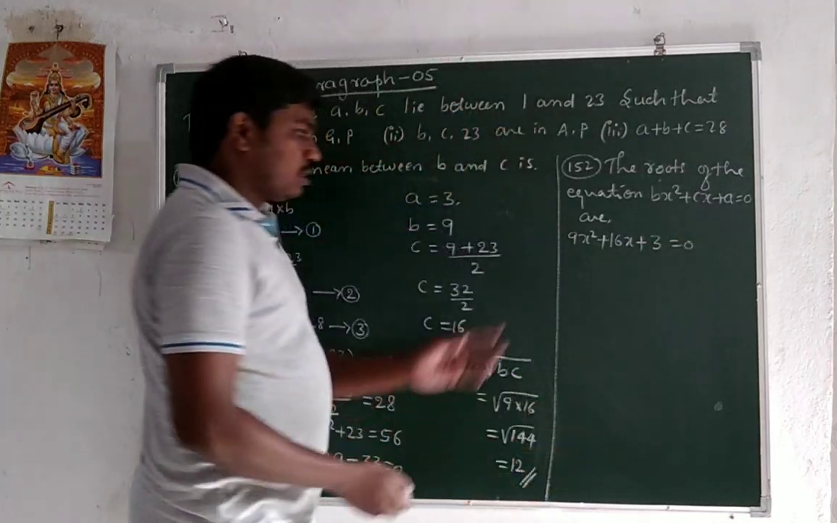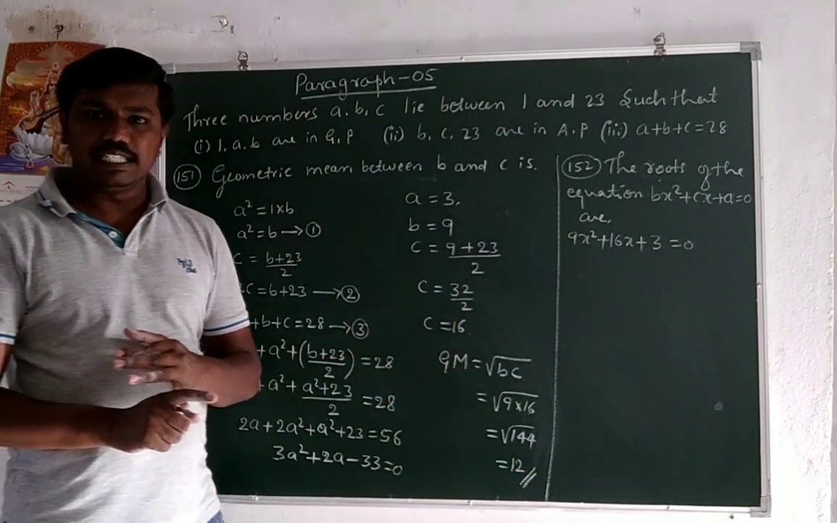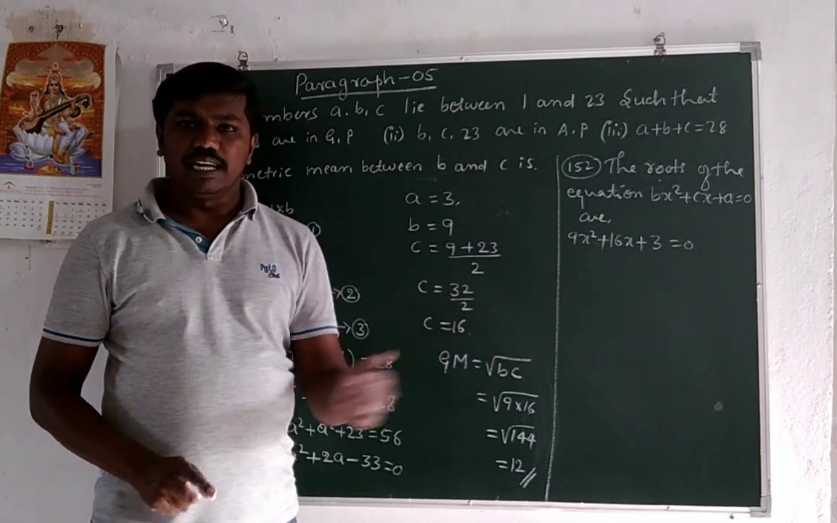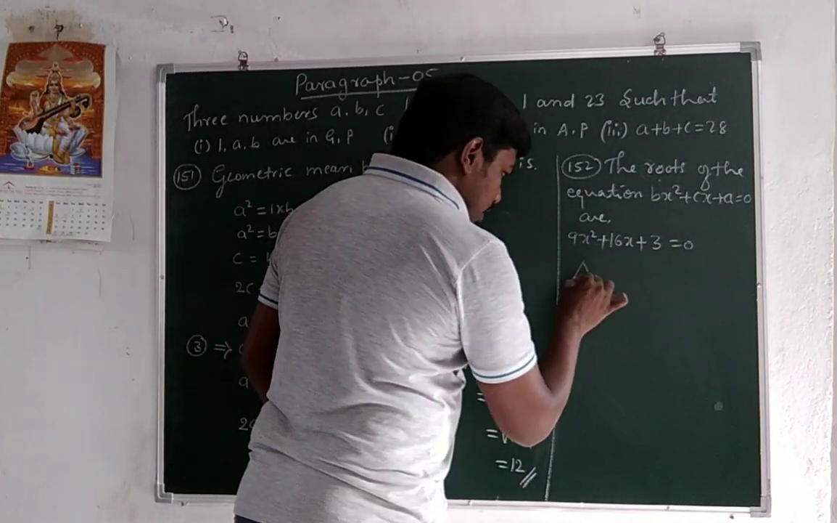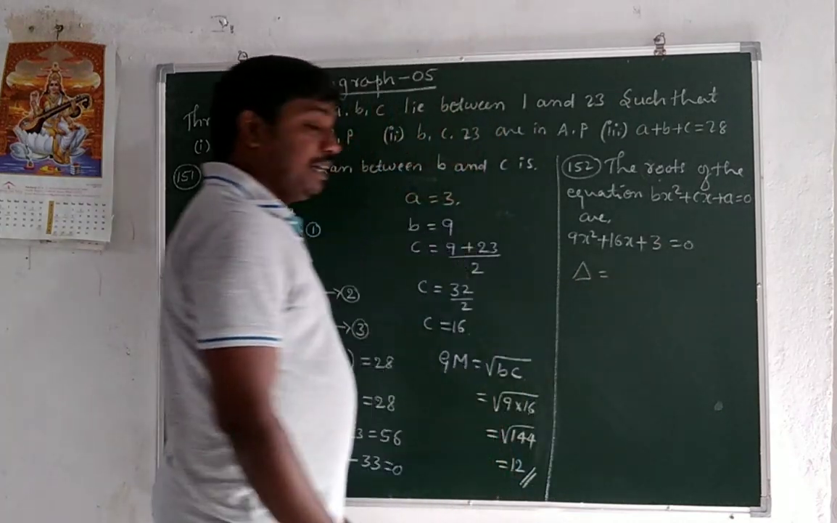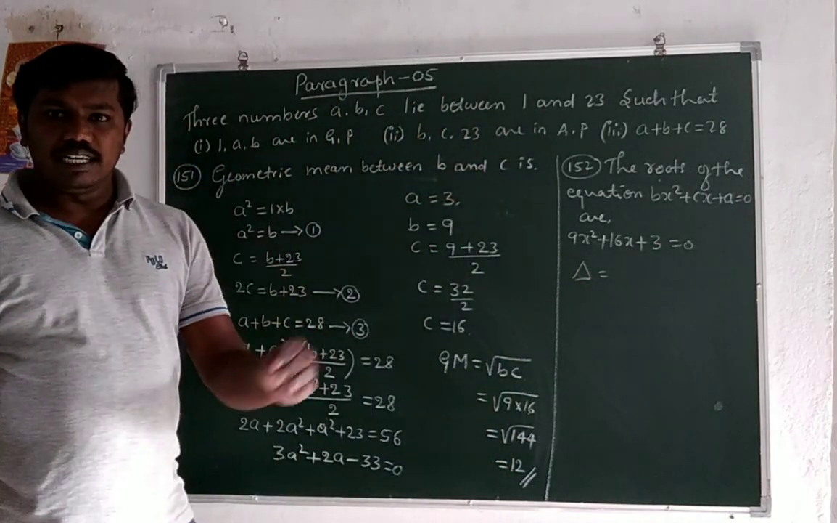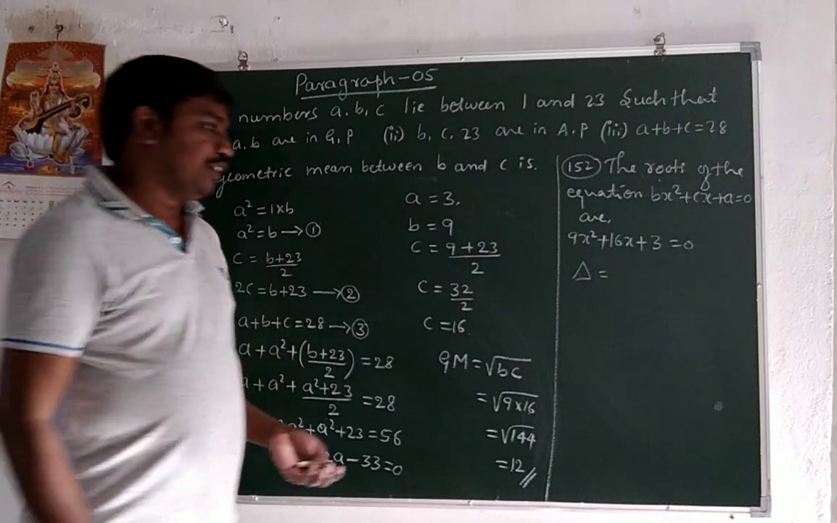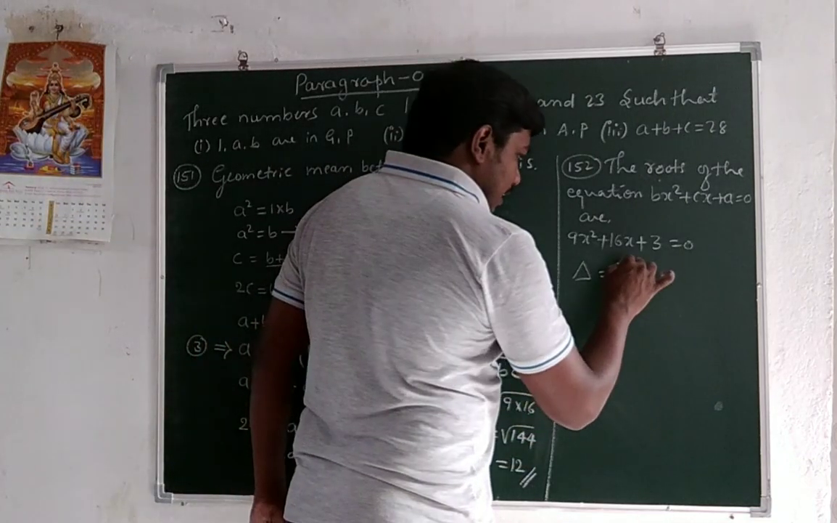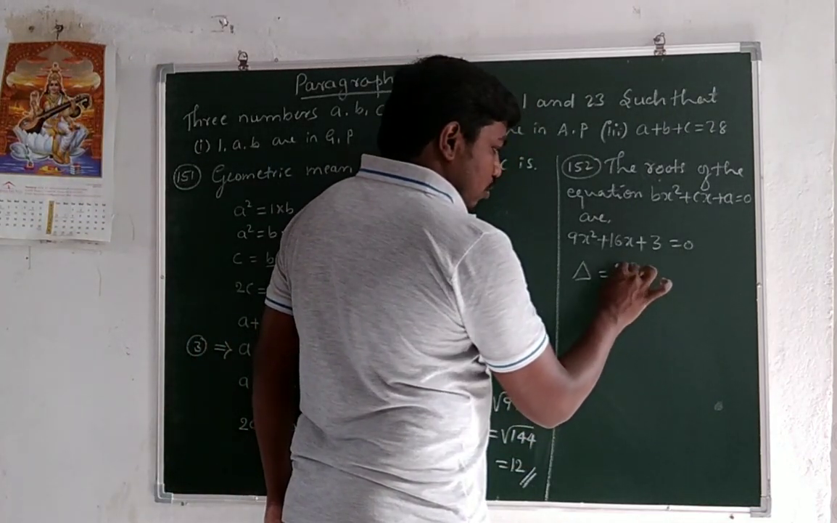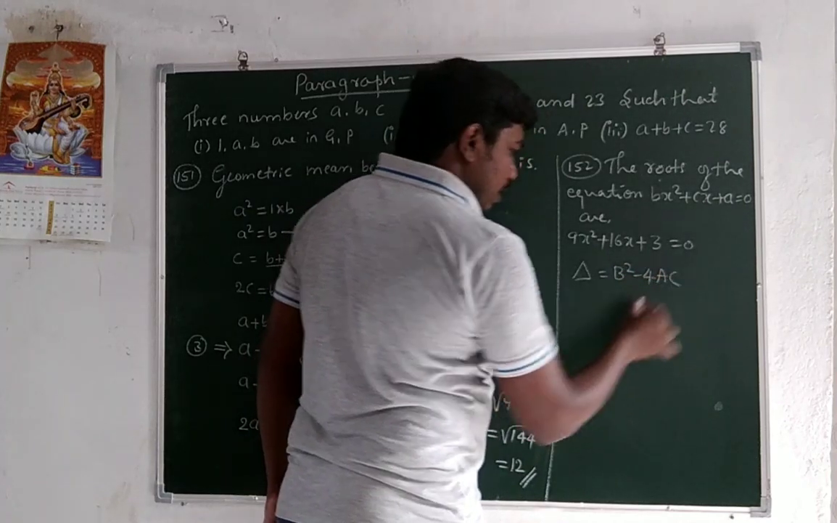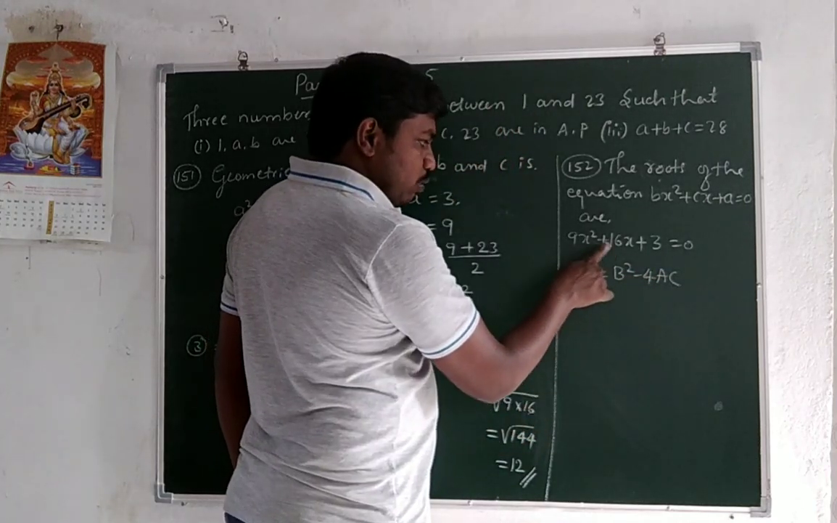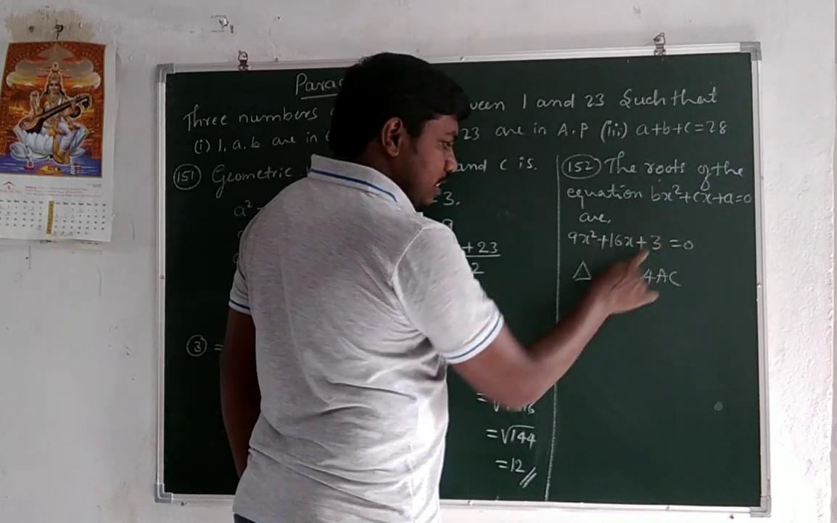So the roots of these quadratic equations are real and distinct, imaginary, or real and repeated. How to conclude this? Just calculate the discriminant. The discriminant is b square minus 4ac. Here b is 16, a is 9, c is 3.